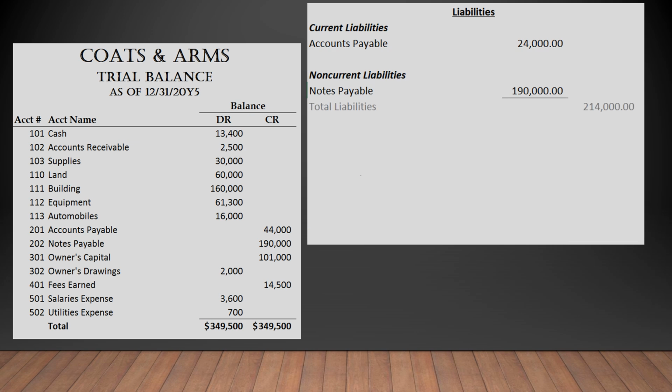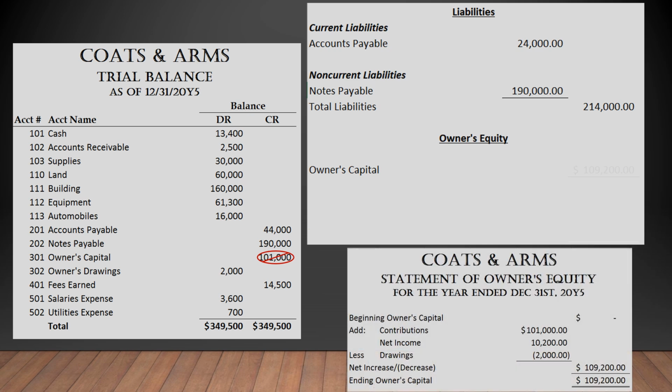Now we can sum up our total liabilities. Note that if we had multiple current and long-term liabilities, we would subtotal them as we did our current and non-current assets, then sum those subtotals. Next, we build our owner's equity section. All we need here, in this example at least, is our owner's capital account. Now, we don't use the amount from our trial balance. Rather, we pull the ending year balance from the statement of owner's equity.